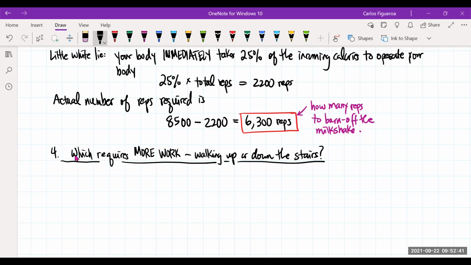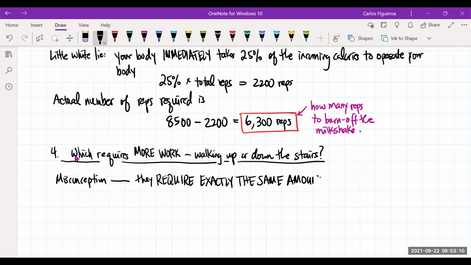And here's the thing, there is a huge misconception about that, right? There's a misconception when people say work. Guess what? They require exactly the same amount of work, which is crazy when you think about that.